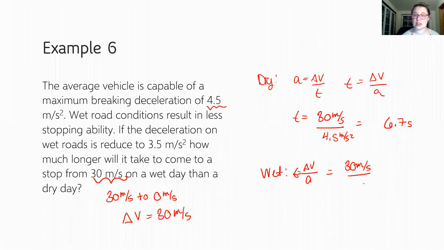I can't slow down as quick. So 3.5 meters per second squared gives me a stopping time of 8.6 seconds. You'll notice it takes almost 2 seconds longer to stop in wet road conditions than dry road conditions.